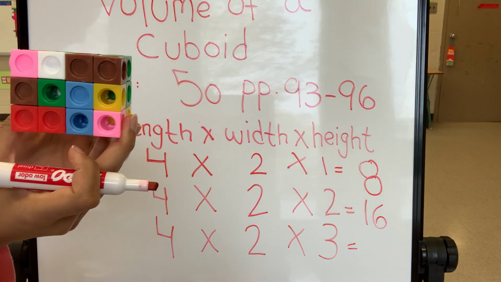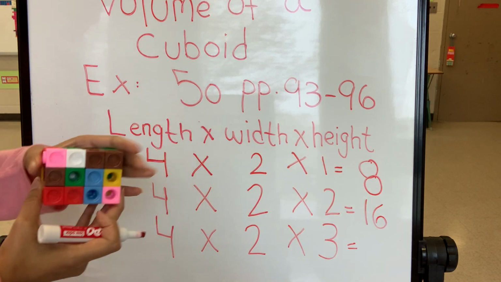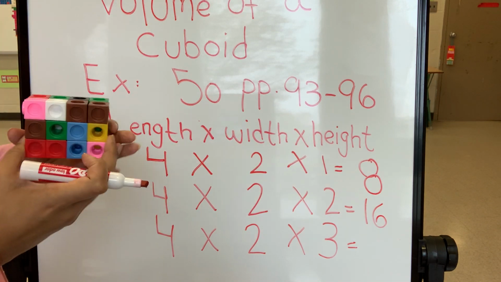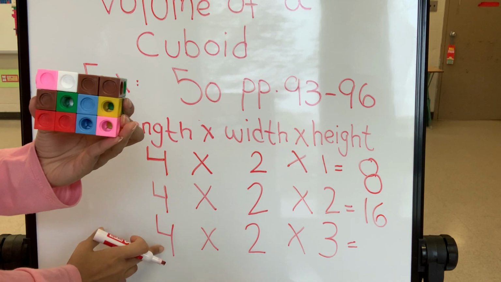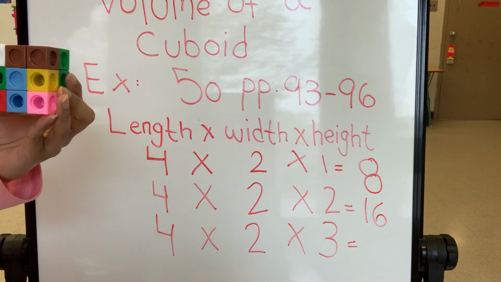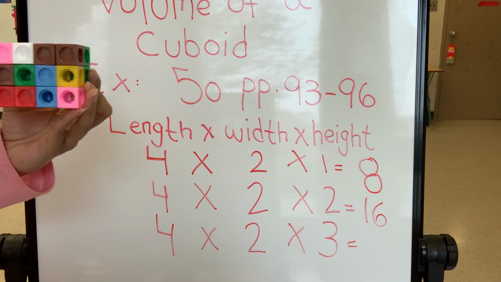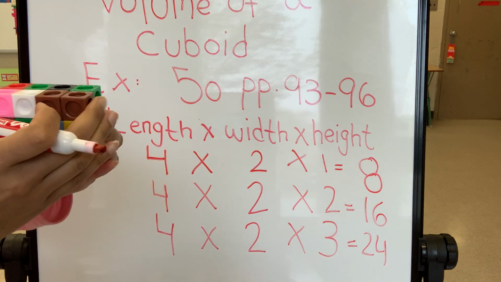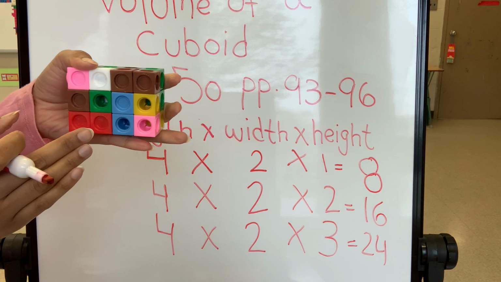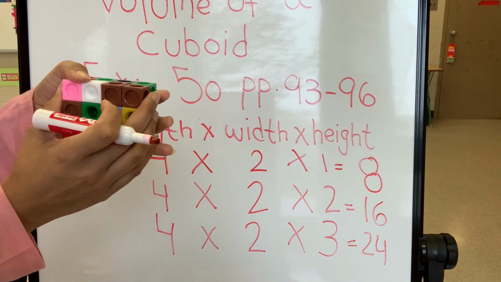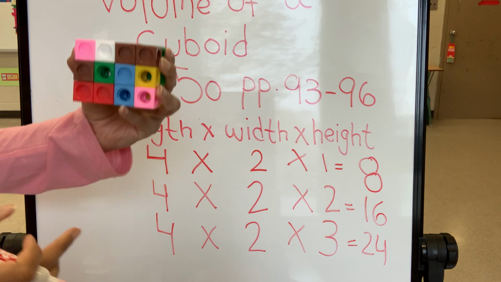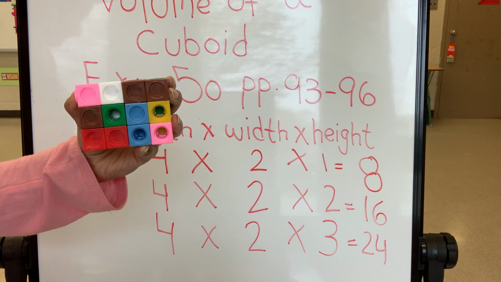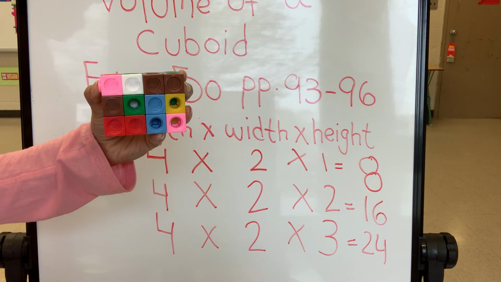So I am going to multiply my numbers. So length times width times height equals volume of this cuboid. So 4 times 2 gives me 8. 8 times 3 gives me 24. So that means what's the number of cubes in this cuboid? In this cuboid, we have 24 cubes. So the volume of this cuboid is 24. Does that make sense? So that's what we need to do for this lesson.